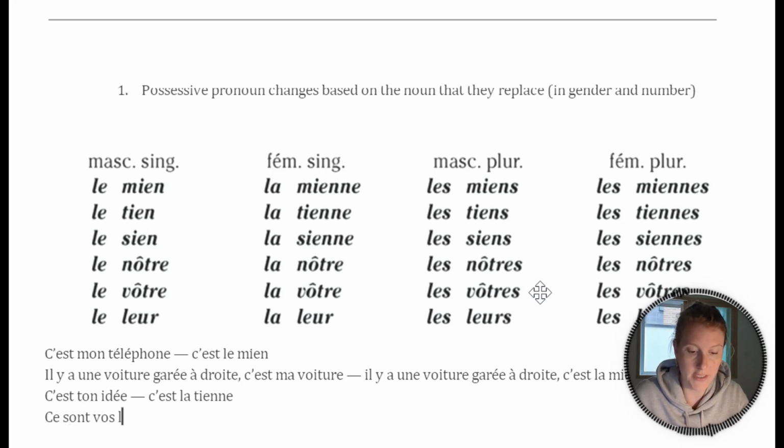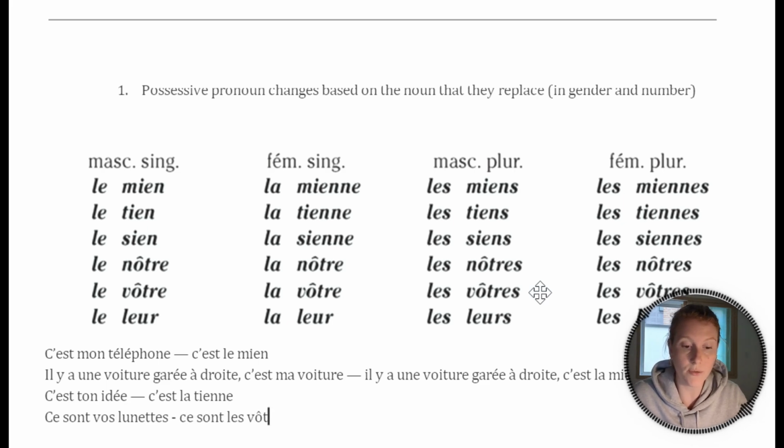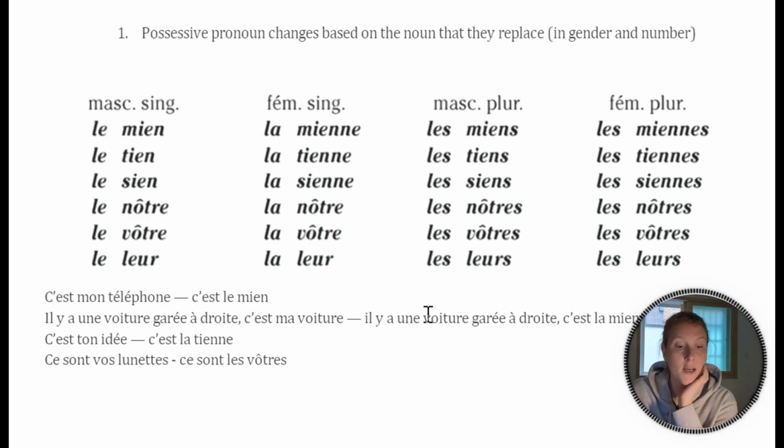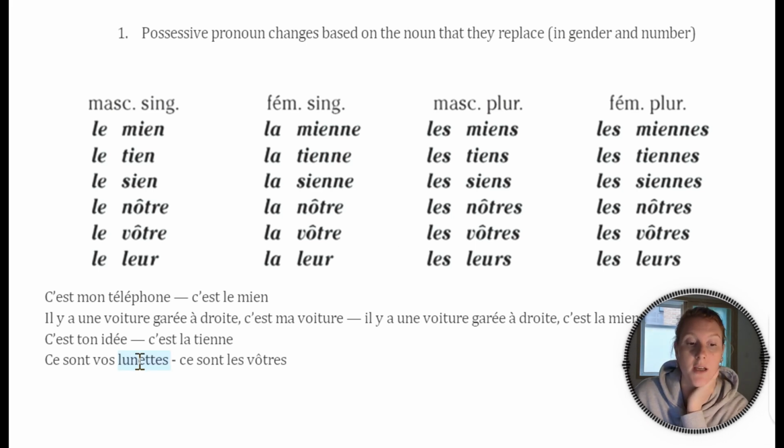"Ce sont vos lunettes. Ce sont les vôtres." It will be plural, right? Why? Because lunettes is plural, and feminine in that case. But as you can see, when it's nous, vous, and eux, we don't make a difference between feminine and masculine. Right. Important things to note.